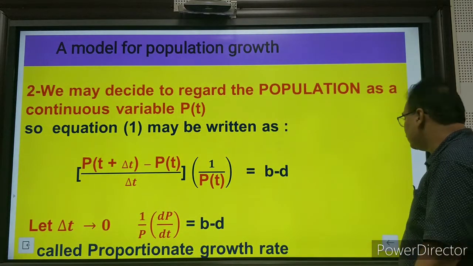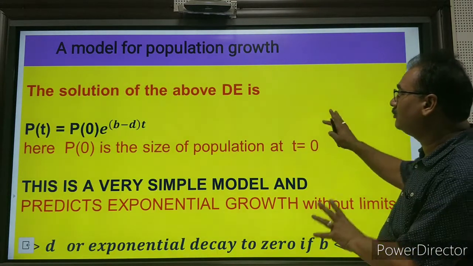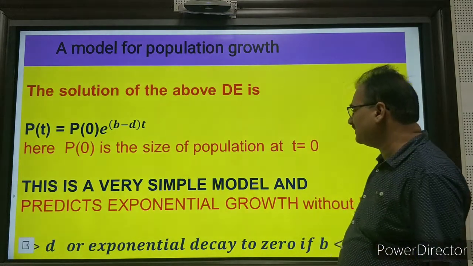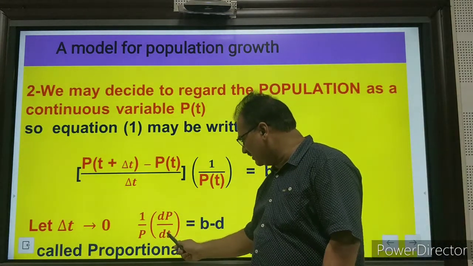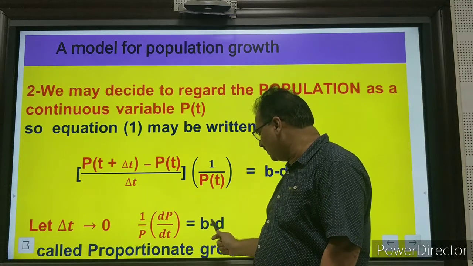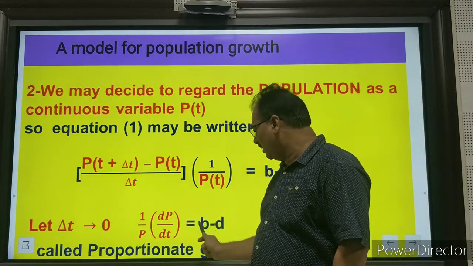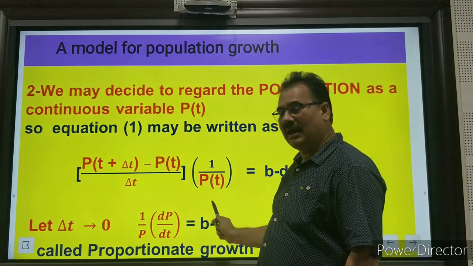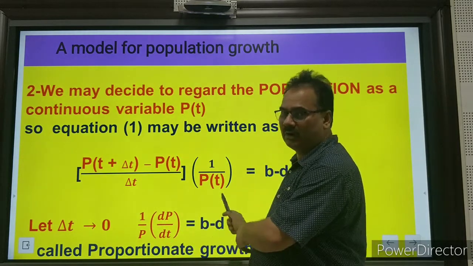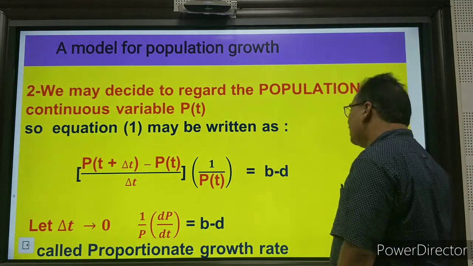This is called proportionate growth rate. And the solution of this equation, if you look, is very easy. So dp by p is just, transferring this value here, (b minus d) dt, and on integration that will be log p is equal to (b minus d)t, and it means p is equal to e power, so exponential with the constant.